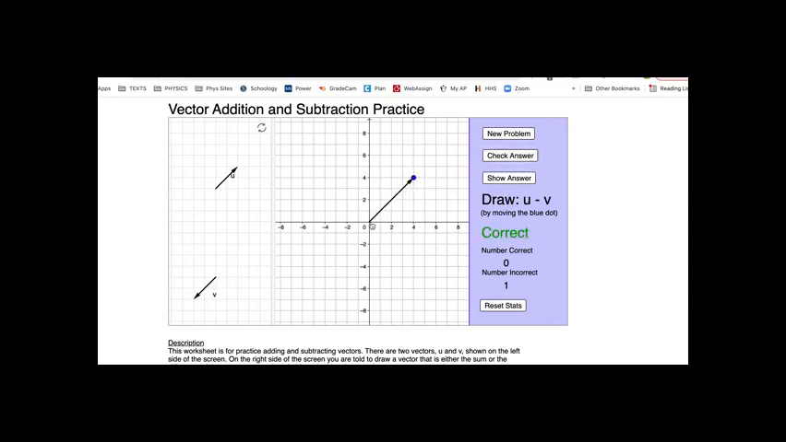So it's just a way of practicing, and then you can click new problem, and you can do u minus v again and keep going with that. So it's a great way to just practice the tool, do a couple of them, make sure you understand it, and we'll do a little check-in quiz tomorrow.